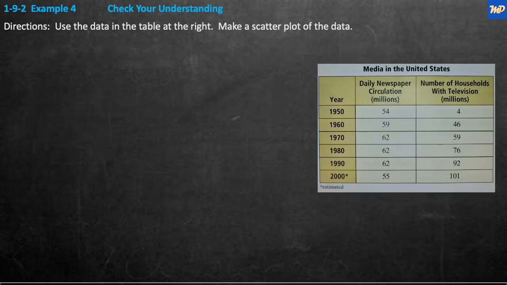Okay, check your understanding for example 4. It says use the data in the table at the right to make a scatter plot of the data. Well, this would be interesting. I'm not going to ask you to go off and do it on your own. We're just going to try and do it together.